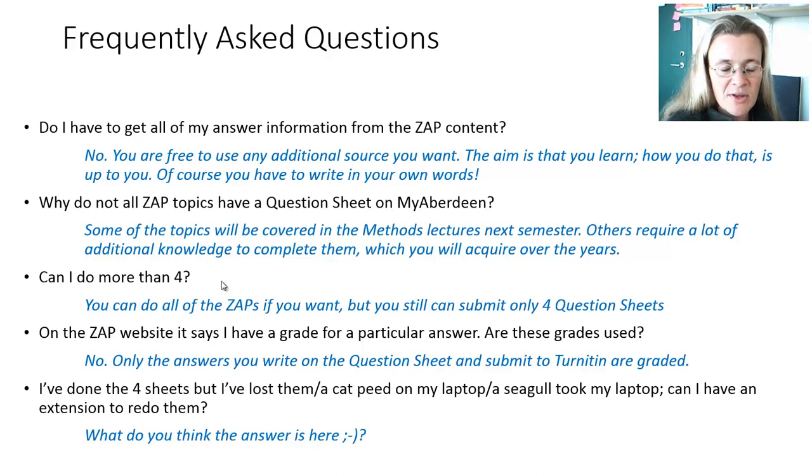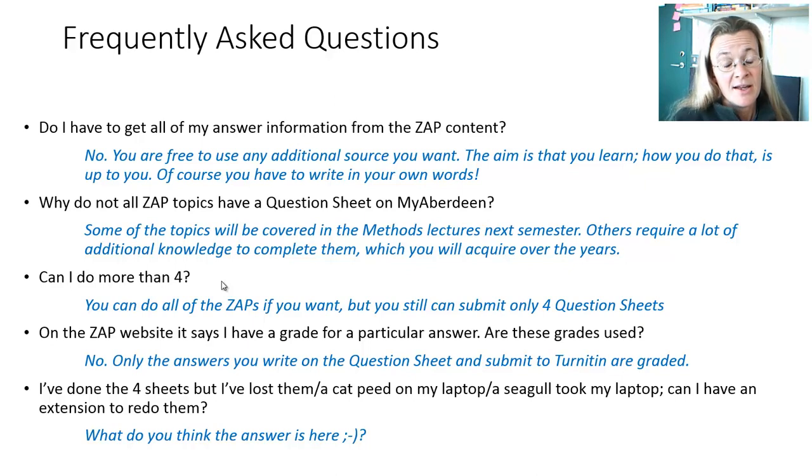Now, something the ZAP website will tell you, you got a grade for this particular thing. You've submitted an answer and you've got full marks for this. Those grades are not used by us at all. We won't be looking at your answers there. It's just something that the ZAP website does. I wish it didn't do it, but it does. Don't worry about that at all. It's only the question sheet that you submit to MyAberdeen that will be used in your grade.